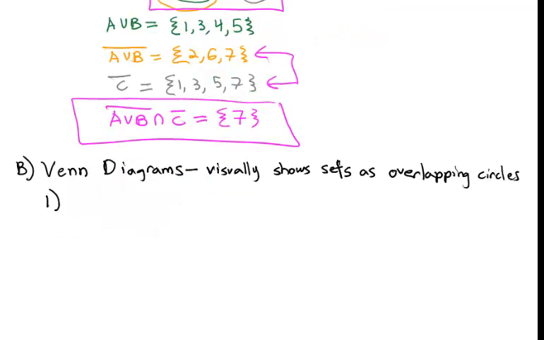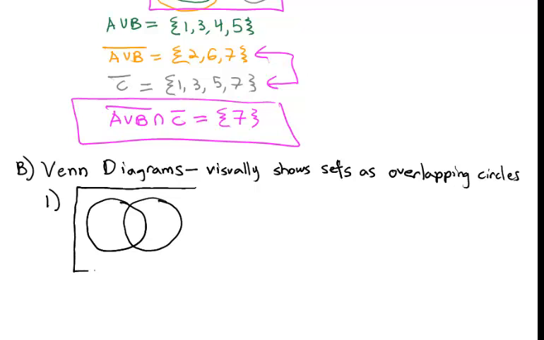So for example, we might have this circle overlapping with this circle, and we're going to have a rectangle around it. Inside this rectangle we're saying is everything. It's the universal set. And let's say we do a survey to see who prefers McDonald's and Burger King. So one circle represents McDonald's, one circle represents Burger King, and they overlap.